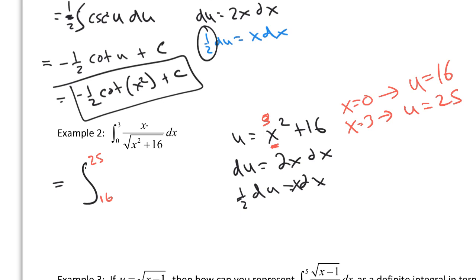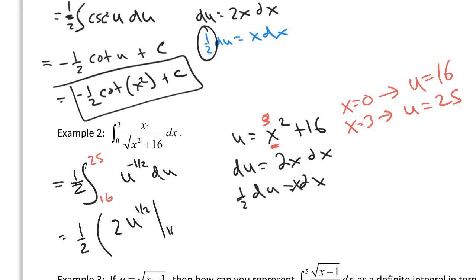I have my x dx, which is 1/2 du, so the 1/2 is in front, du. And I'm going to end up with 1 over root u, so I'm going to call that u to the negative 1/2. So now we go 1/2 times the integral of u to the negative 1/2, add 1 becomes u to the 1/2, and divide by the new exponent, so really times 2, from 16 to 25. And the nice part about this is we don't have to plug the x squared plus 16 back in. We can just evaluate because these bounds are in terms of u.